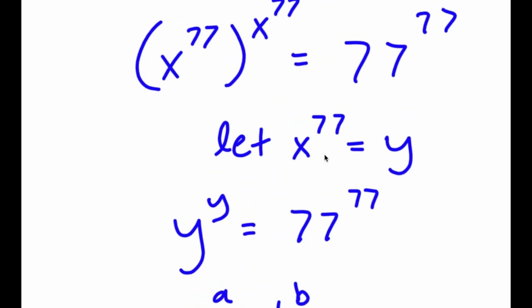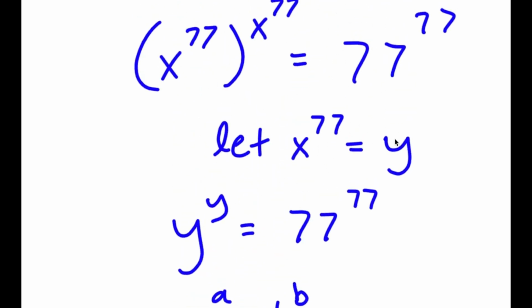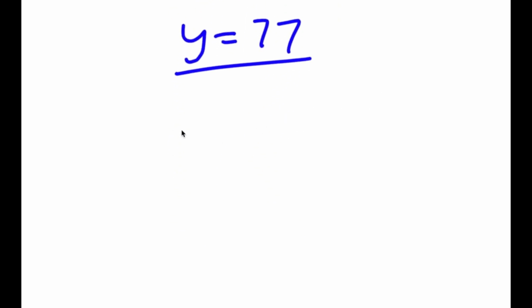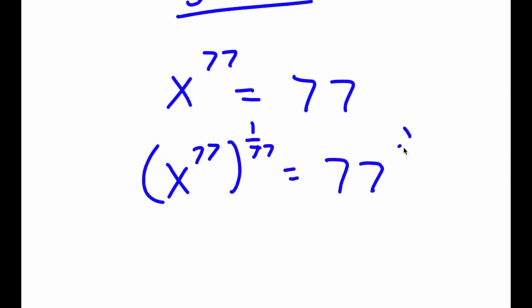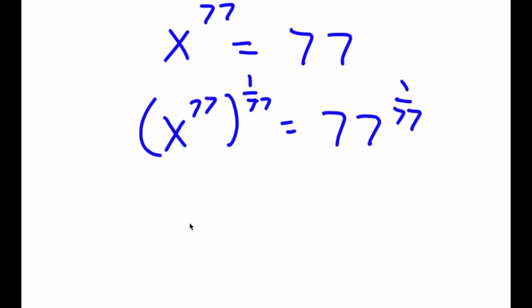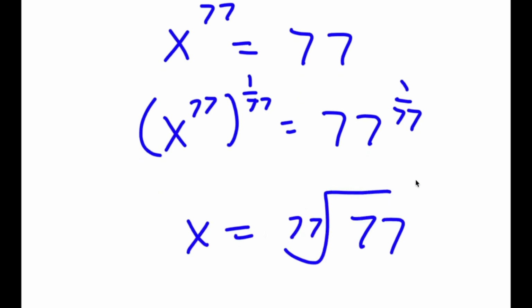And remember how we let x to the power of 77 equal y. So now I have x to the power of 77 is equal to 77. To solve this, I'm going to take the power of 1 over 77 on both sides. So I have x to the power of 77 to the power of 1 over 77 is equal to 77 to the power of 1 over 77. So I get x is equal to the 77th root of 77.